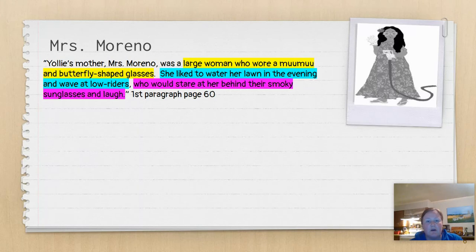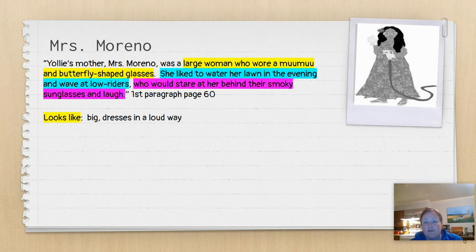She liked to water her lawn in the evening and wave at lowriders, who would stare at her behind their smoky sunglasses and laugh. Right away, just like with Yollie, we're given some clear information about her physical appearance. So we know that she's a big woman and that she dresses in a loud way.